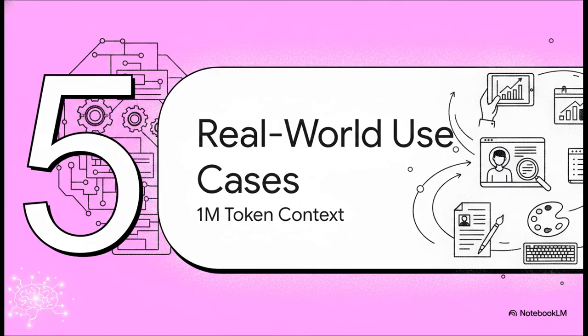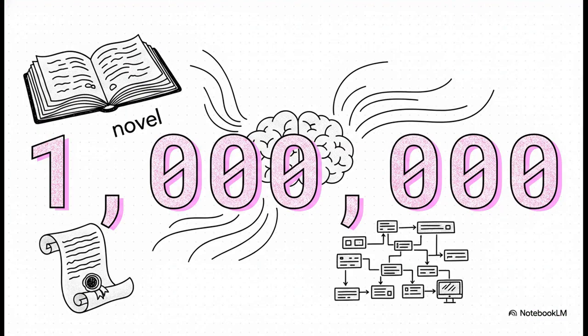Next up, Section 5, Real-World Use Cases, applying the 1 million token context. Let's move past the raw benchmarks and see how this actually builds into everyday workflows. I really want to ground this massive number for you, because 1 million tokens isn't just a fun marketing gimmick. 1 million tokens equals an entire massive legal contract. It equals a full software code base, or literally an entire novel. And DeepSeek V4 can hold all of that in its memory simultaneously in a single prompt.